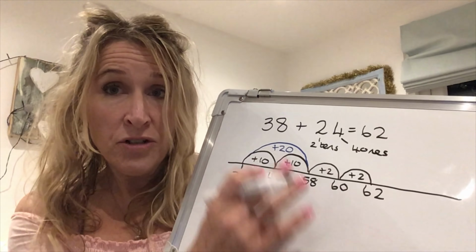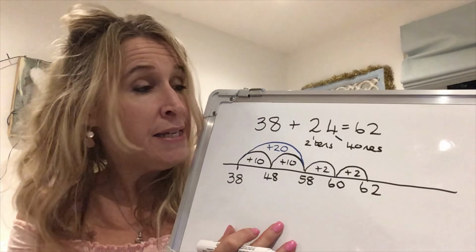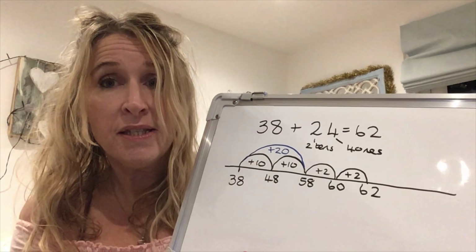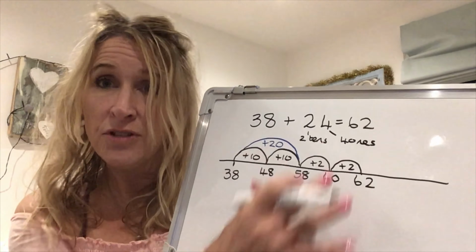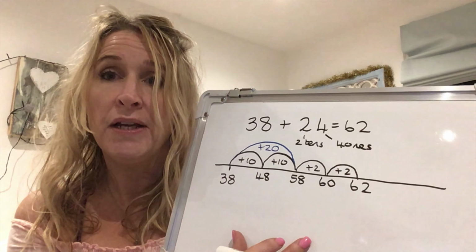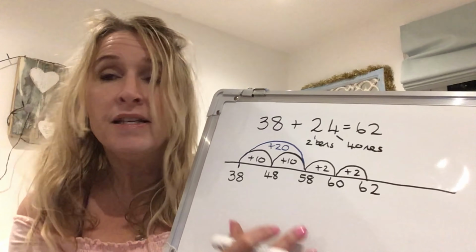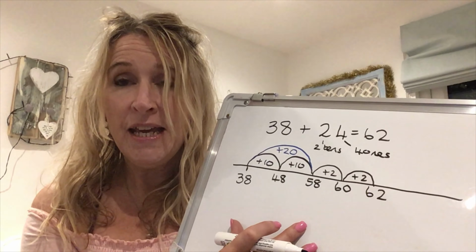All this depends on your child being strong in place value in the 10s and the 1s, and I'll do another video on that. It's just I'd been asked to do a video just to show this method on the number line of jumping in 10s and 1s. So I hope that's useful for everybody.